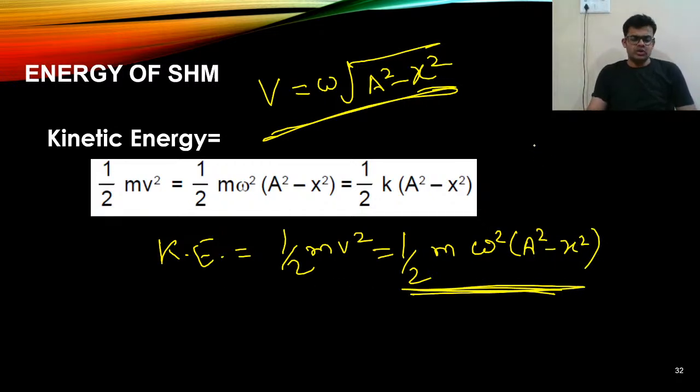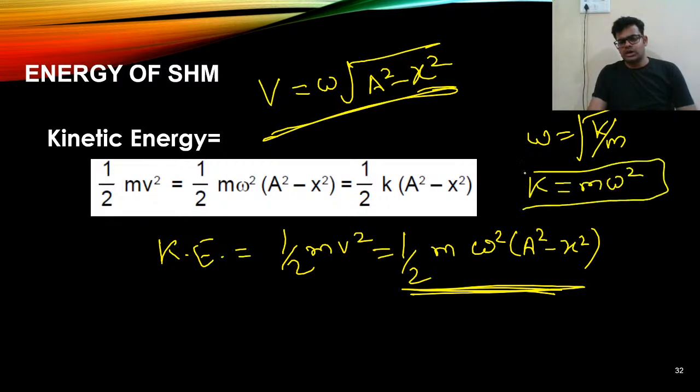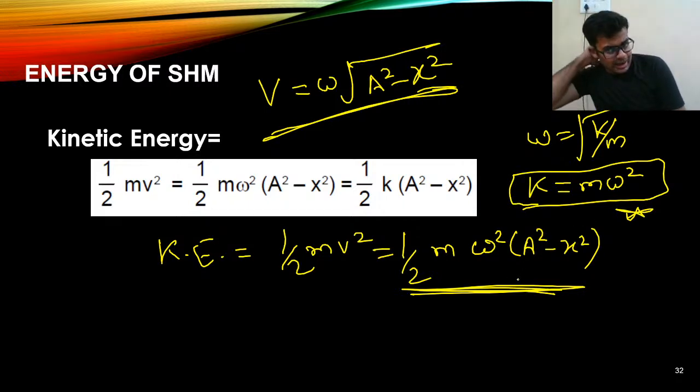All of you know one more formula: omega is equal to under root of k by m. So what will be the value of k? That will be m omega square. So simply speaking, the value of k is m omega square.